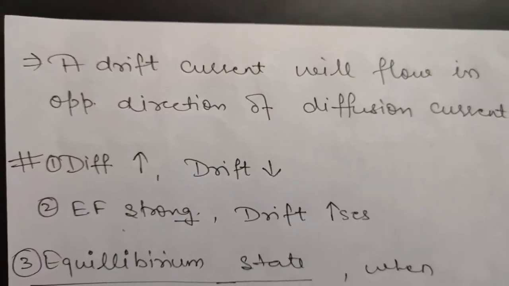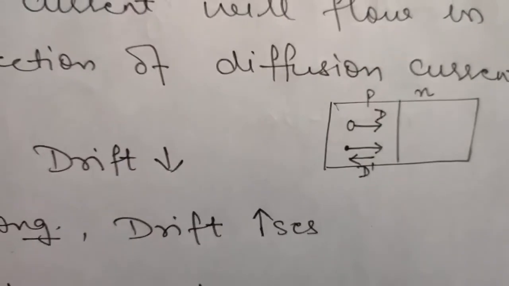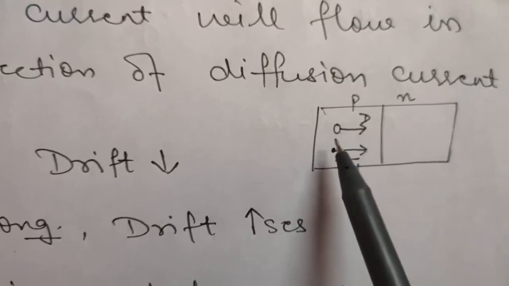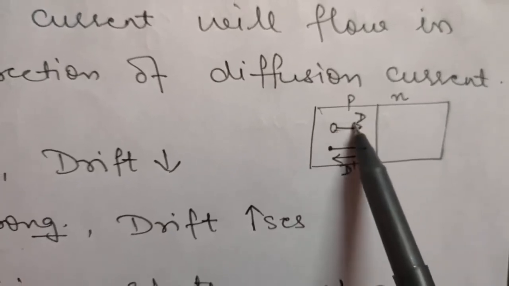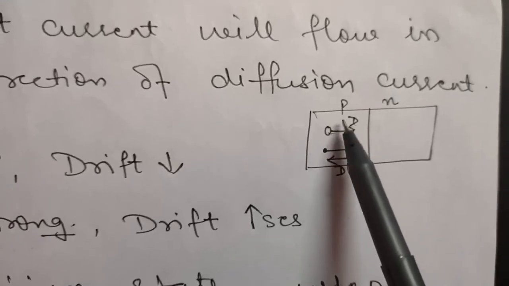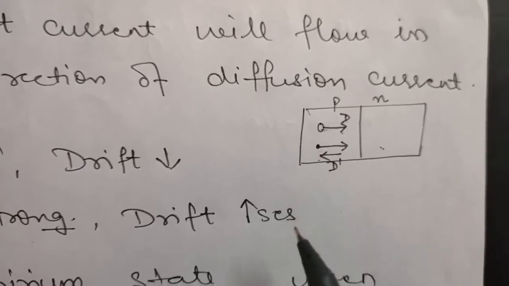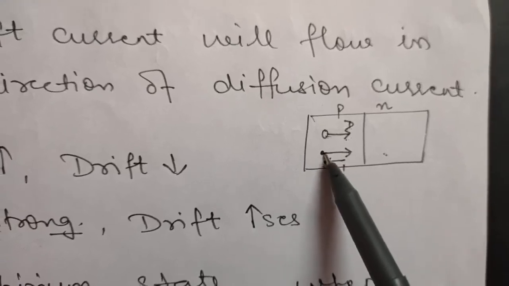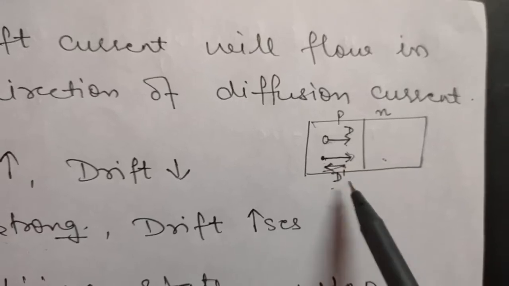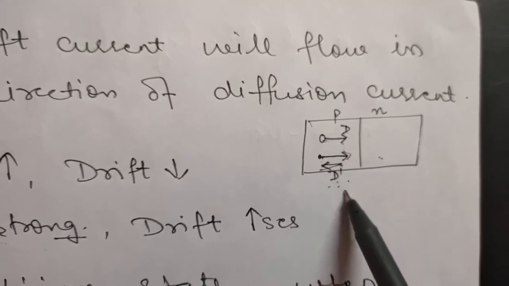Okay, so now again the question is, why the opposite direction? Because see, when holes are moving from P to N, that constitutes the diffusion current. That means if a hole is moving, a positive charge is moving. That means this will be the direction of diffusion current. But when an electron moves from P to N, that creates the drift current. And because the direction of conventional current is opposite to that of the movement of the electron, so this is the movement of the electron, and that means this will be the direction of drift current. So therefore you can see diffusion and drift current are opposite in direction.